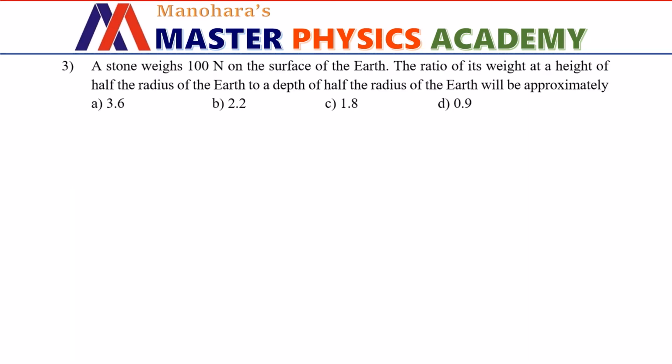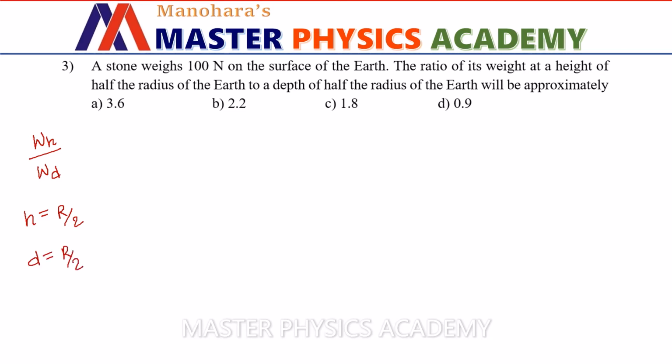A stone weighs 100 Newton on the surface of the earth. The ratio of its weight at a height of half the radius of the earth to that at a depth of half the radius of the earth will be approximately. In the question, they are asking the ratio of the weight of the body at a certain height to the weight of the body at a certain depth. The h value, that is height value, is given as half the radius of the earth, and the d value is also given as half the radius of the earth.